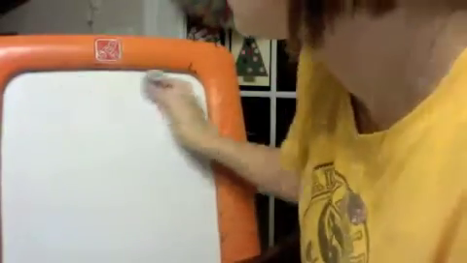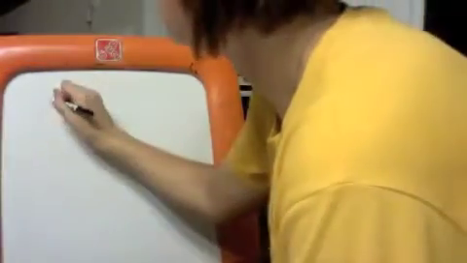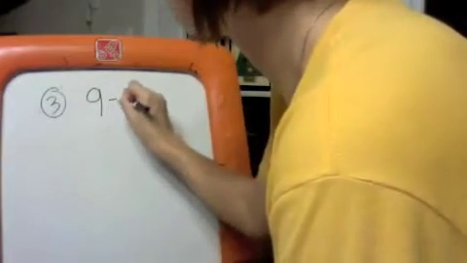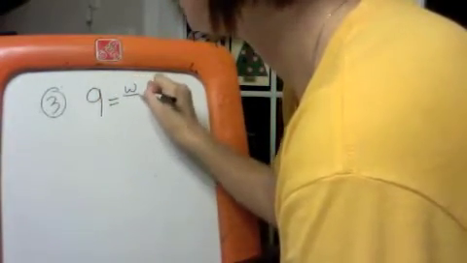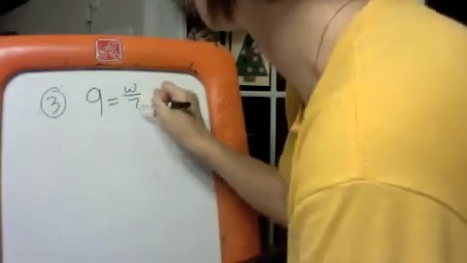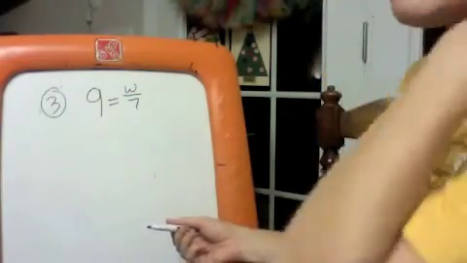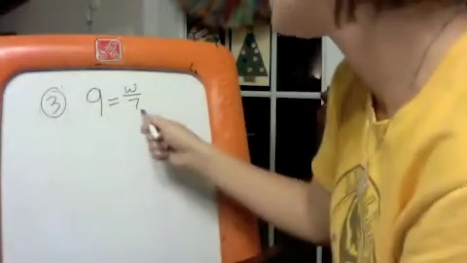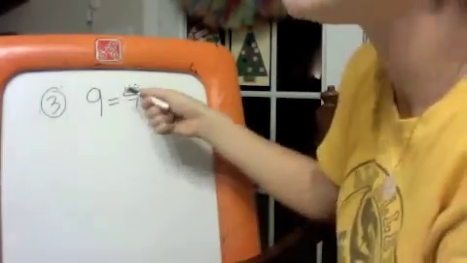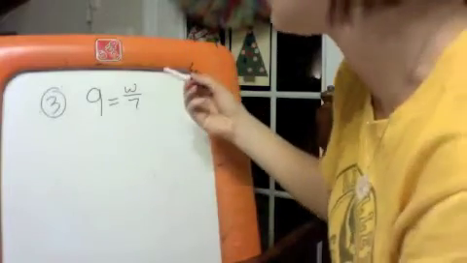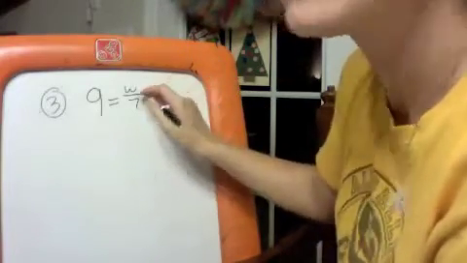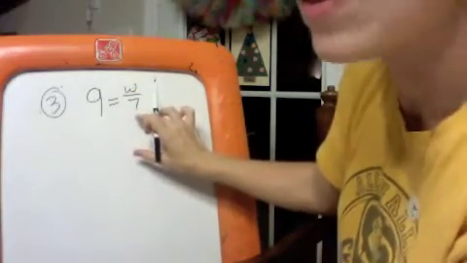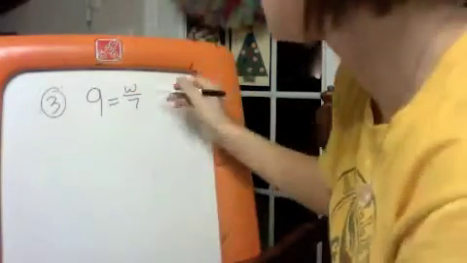Number 3 is 9 equals w divided by 7. This time I have a division problem, so I'm going to have to use the multiplication property of equality. To get rid of that 7, I've got to multiply this by a 7. Because once again, this is kind of like looking at this as 1/7. To get rid of that, I multiply it by a 7.